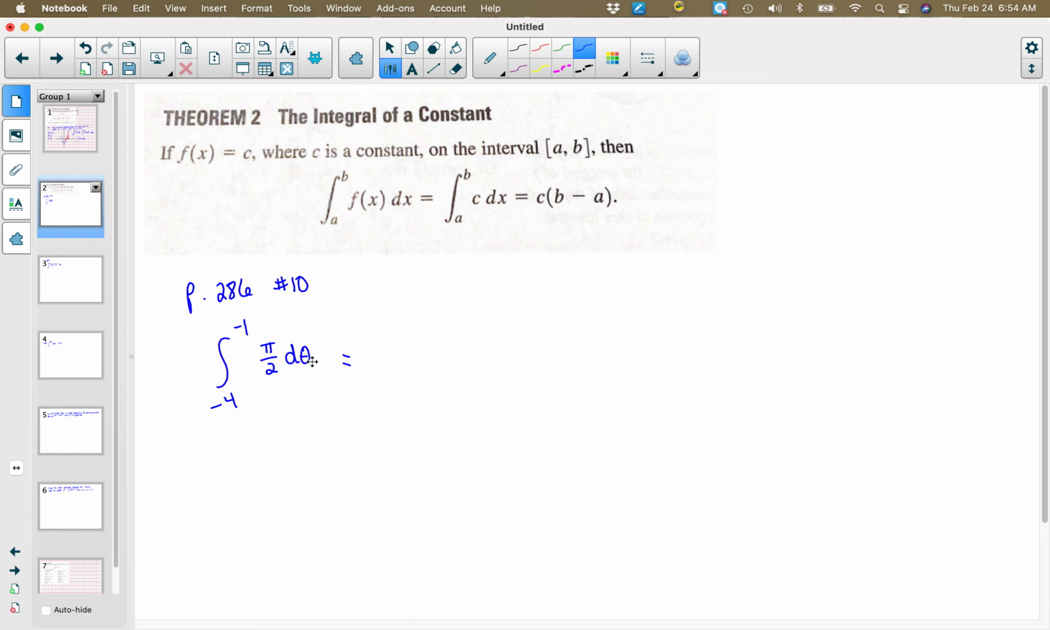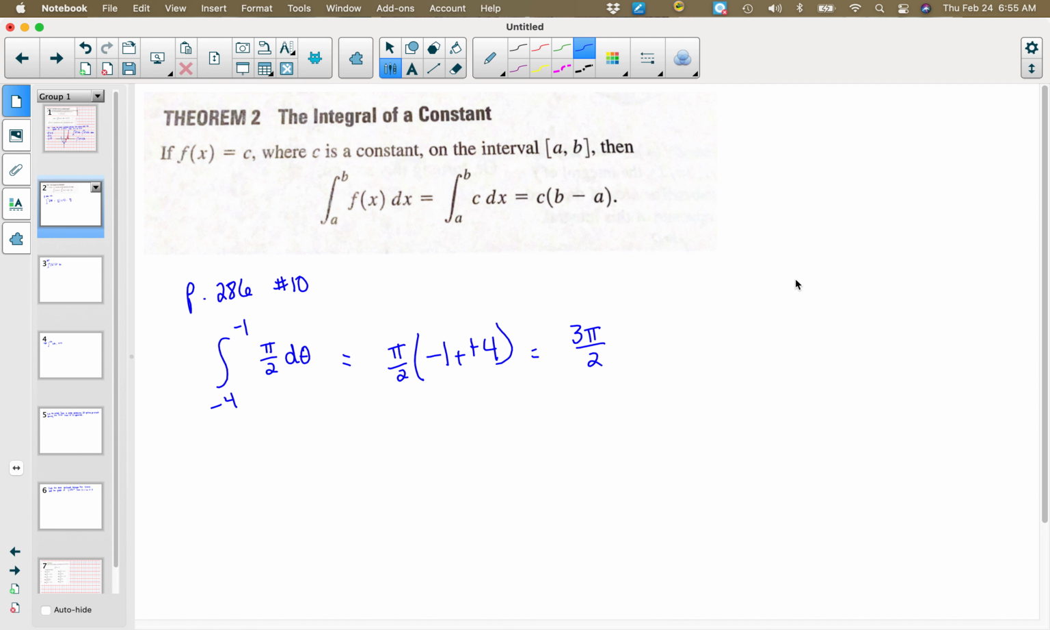I mean, it really doesn't matter, but if I'm using a d theta, then my antiderivative, if I were to find that, would be pi over 2 times theta. I'll do the problem that way too. But using this formula, this just says that since pi over 2 is the constant, I'm going to get pi over 2 times, and then you subtract, so I'm going to have -1 minus a -4. So we just get 3 pi over 2.